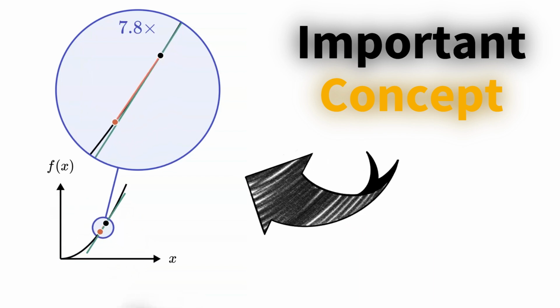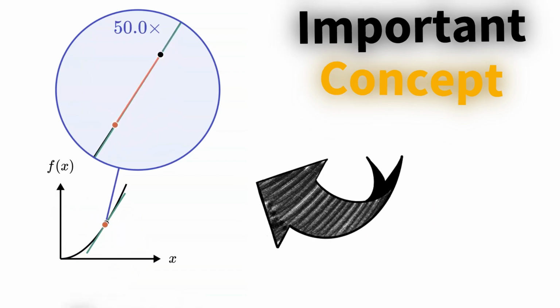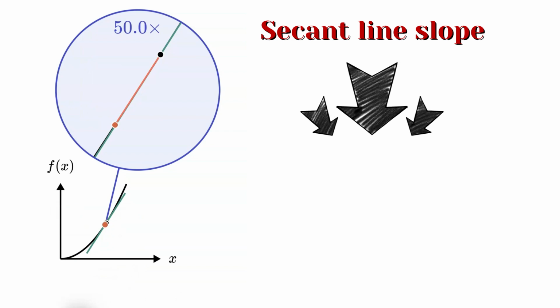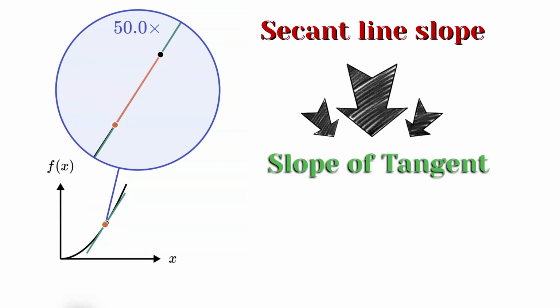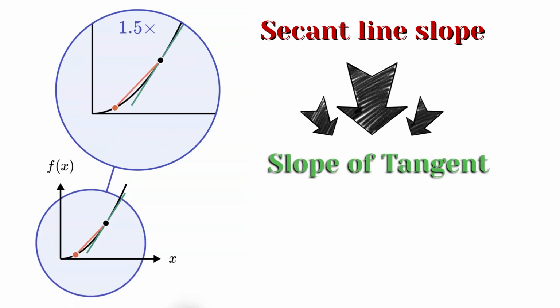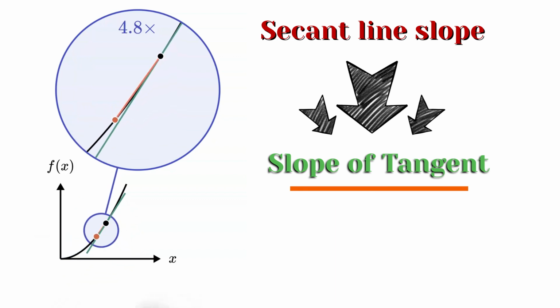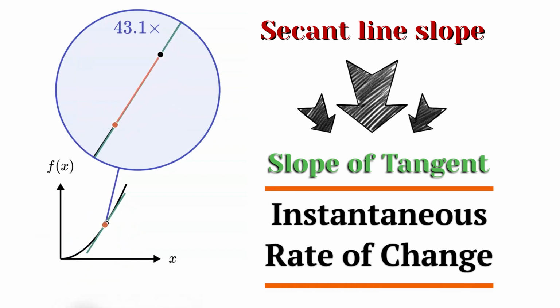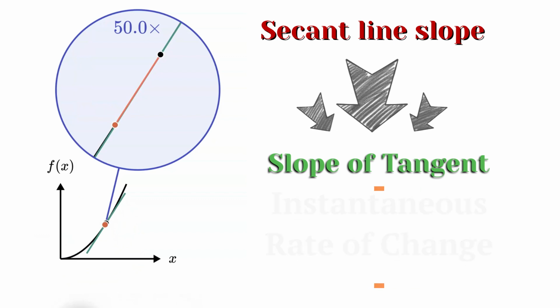As we push one point on a curve infinitely close to another, the slope of the secant line connecting the two points approaches the slope of the tangent line. This, in turn, represents the instantaneous rate of change of the function at the second point.